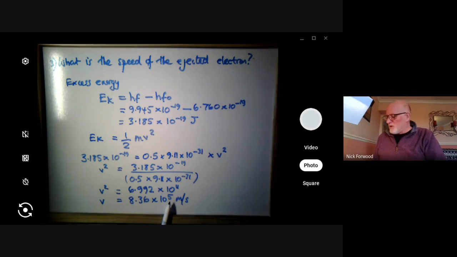That must be wrong, because nothing can go faster than the speed of light. Remember, speed of light is 3 times 10 to the power of 8. That's the speed limit set by the universe, described by Einstein. So if I had 8.36 times 10 to the power of 8, I'd say, no, that can't be right. And you then have to go back and check up on your answers.